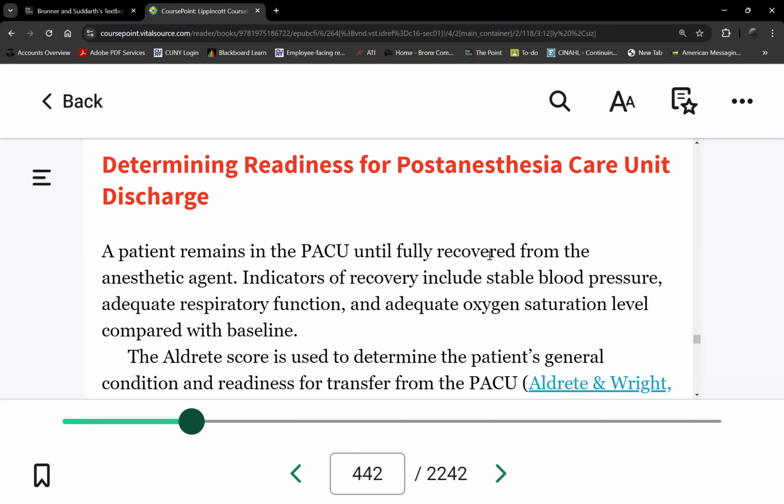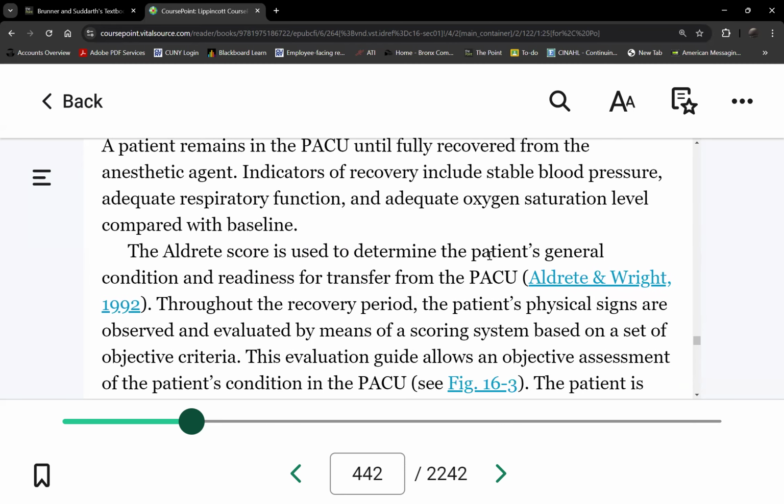I won't test this part because again, we're not PACU nurses. The PACU nurses follow certain criteria. The Aldrete score is just one of them. Each hospital will use their own scoring system. So when the patient meets a certain score, they meet the discharge criteria from PACU. Then the patient can go to the post-op floor.